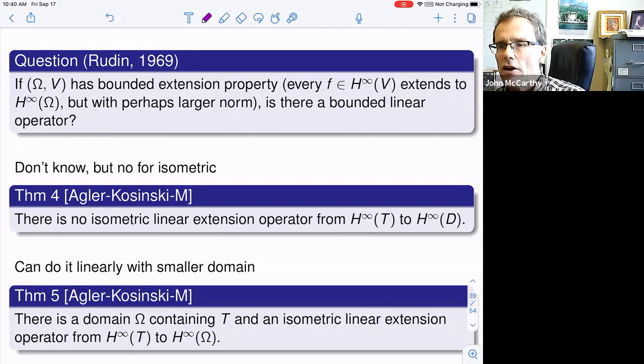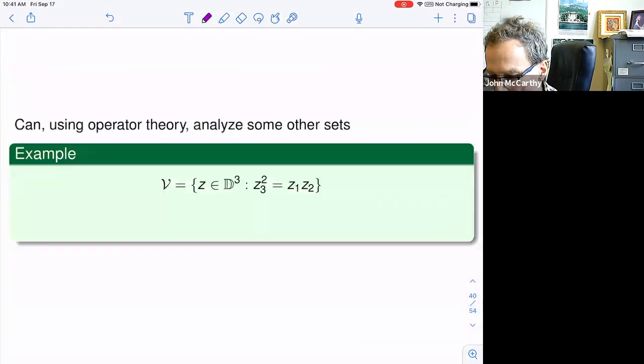If you insist on linearity, you can still do it, but the price you pay is you have to shrink your domain. There's a smaller domain on which there is a linear extension operator. Okay, so we made quite a lot of progress in understanding this particularly simple example of the two-cross disks. And there are some other sets that one can analyze.